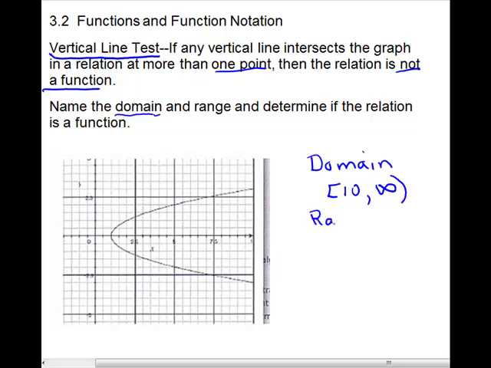Our range is our vertical movement. So how does it go up and down? Well, as we go more to the right, it will keep going forever down. Also, it will keep going forever up. So the up and down part is not restricted.